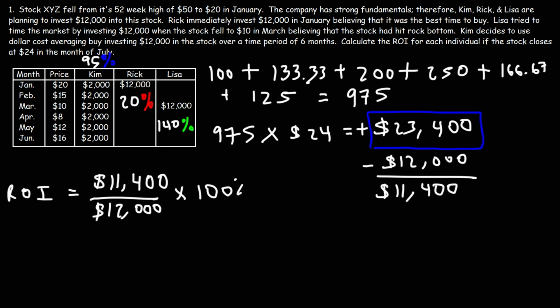Now, Kim, she didn't try to time the market. She just used the dollar cost averaging strategy, and her return is between Rick and Lisa. So it wasn't as bad as Rick, but it wasn't as good as Lisa. So it was somewhere in the middle.